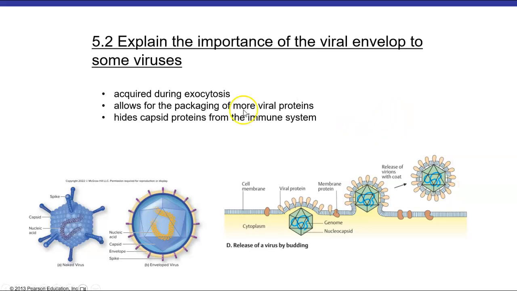But the big thing I want you to notice is it hides the capsid proteins from the immune system. So if you cover up all those capsid proteins, and this is now floating around in your blood, your antibodies and your T cells are going to go, that's a human cell, so I'm not going to attack it. It's a clever way that the virion hides from the host's immune system.